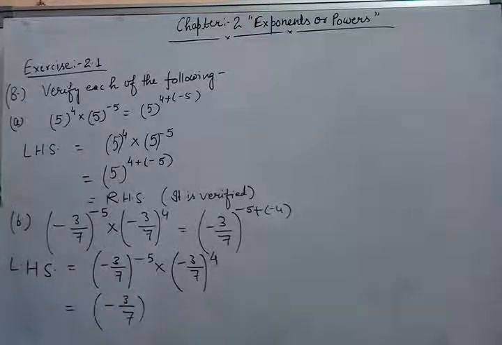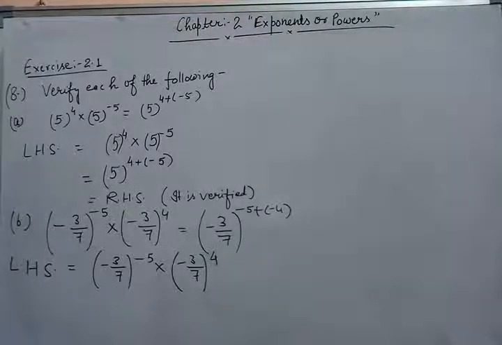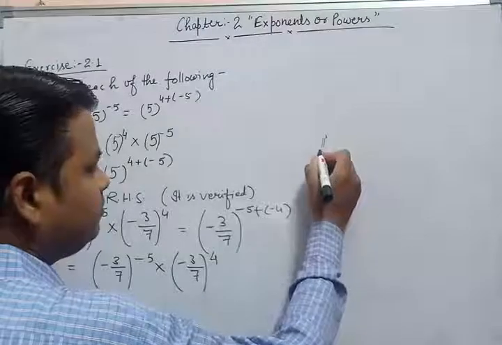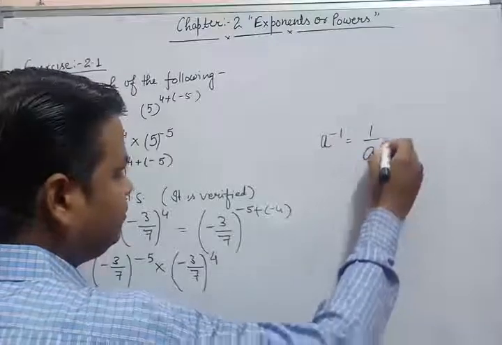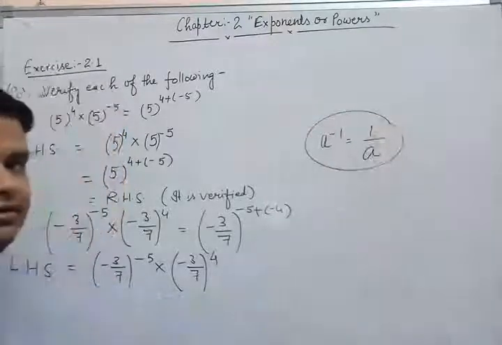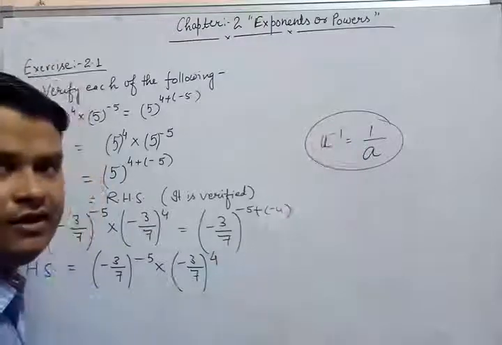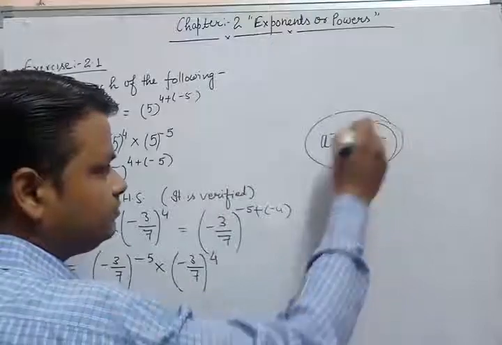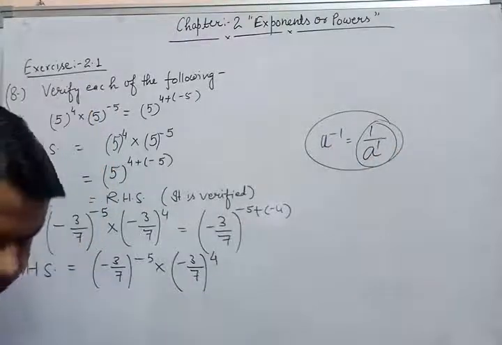Now students, in this question we have to apply this law of exponent: a power minus 1 is equal to 1 upon a. This is the rule. When you are given a negative exponent, then we have to change this negative exponent by this 1 upon a to the power 1.